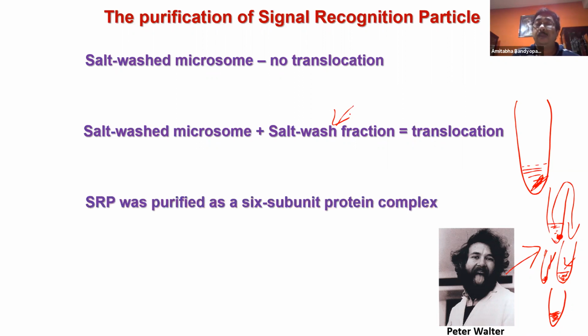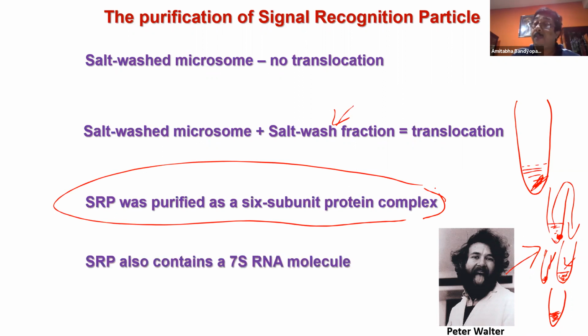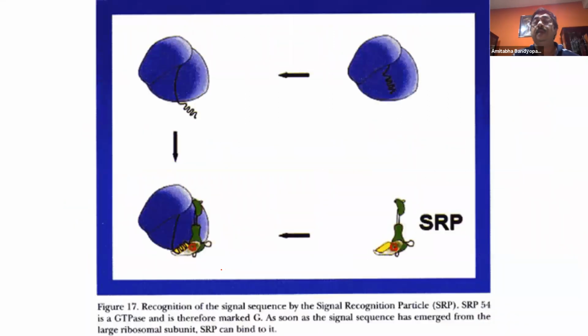So then you simply fractionate this salt wash fraction, you do all sorts of chromatography, and eventually Peter Walter purified a 6 subunit protein complex, and he called it the signal recognition particle, or SRP. It was quite surprising that, among other things, it also has a small RNA, a 7S RNA component.